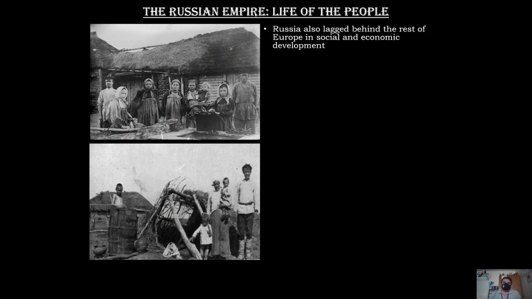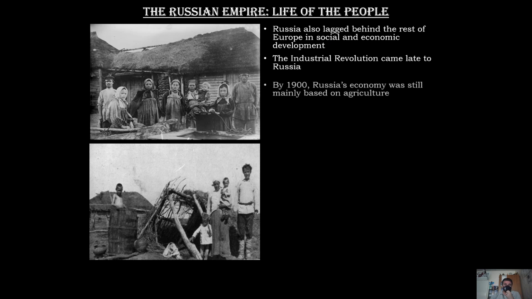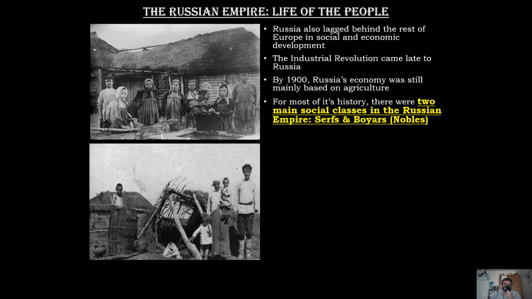Russia also lagged behind the rest of Europe in social and economic development. The Industrial Revolution, like everything else, came a little bit later to Russia. By 1900, Russia's economy was still mainly based on agriculture, and for most of its history, there were really just two main social classes. You had the serfs, which was the majority, peasants who had very few rights that literally belonged to the land of noblemen, and then you have the noblemen. In Russia, they were called the boyars.